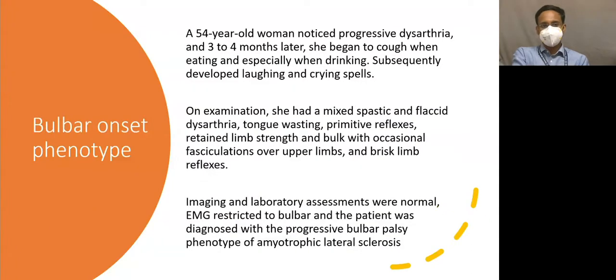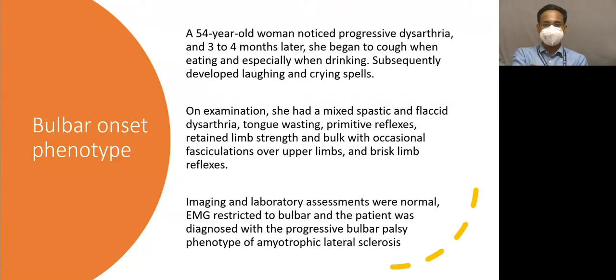And the bulbar onset phenotype is this 54-year-old lady who has come with progressive difficulty in speech, and then subsequently developing dysphagia, with a history of pseudobulbar features, both spastic and flaccid kind of speech. On examination, the tongue shows wasting, with presence of palmomental, sucking and rooting reflexes, normal power in the upper limb, and the EMG showing the disease is restricted. So this is a progressive bulbar presentation, where for 4 months she has remained restricted to the bulbar region.